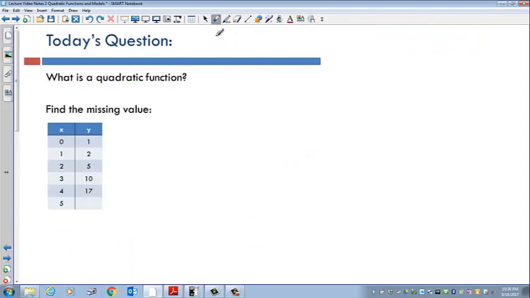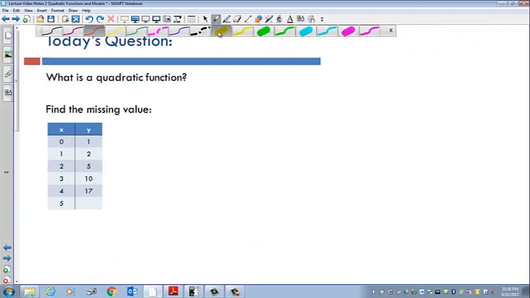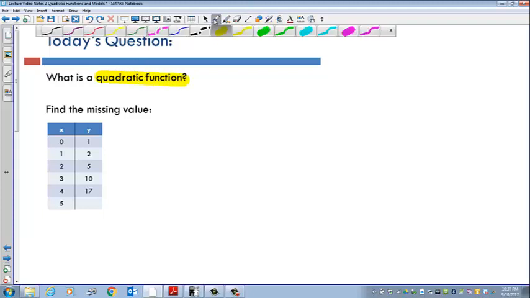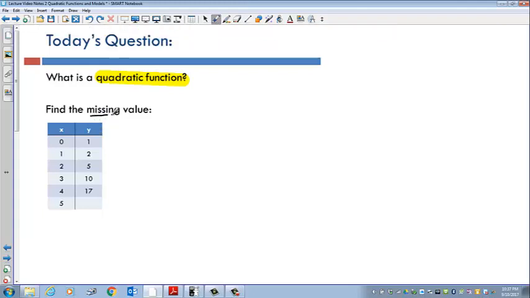So today's question, we really want to focus on what are called quadratic functions. So what is a quadratic function? To try to motivate the answer to this question, let's take a look at this table and try to find the missing value. And if you look at this long enough, I think you could probably guess at what that value might be.